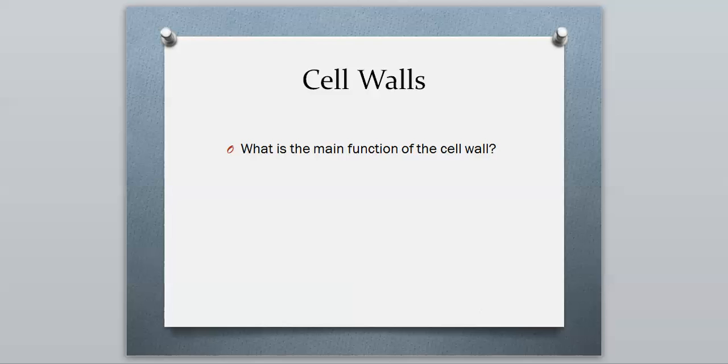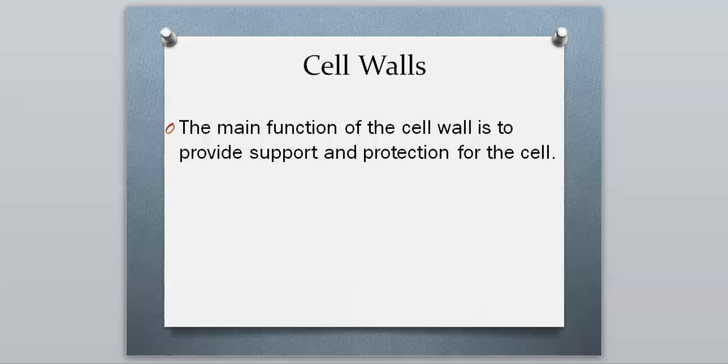So cell walls. What is the main function of the cell wall? The main function of the cell wall is to provide support and protection for the cell. It's going to be very rigid, and it's not going to have a lot of room for movement. So it will provide a lot of support. It's going to be very rigid, very structured.